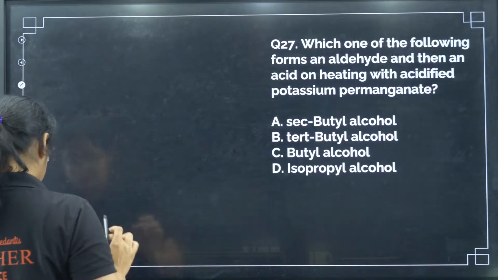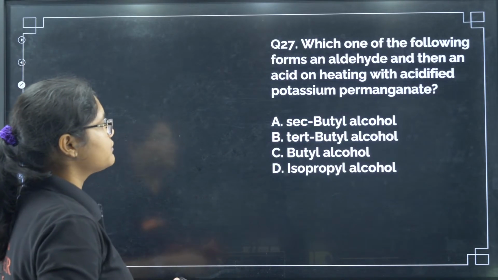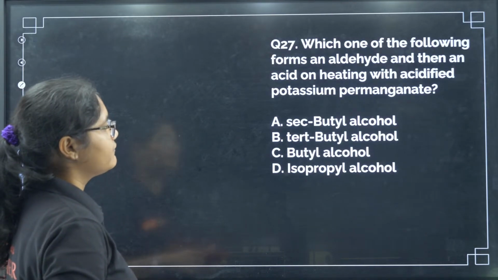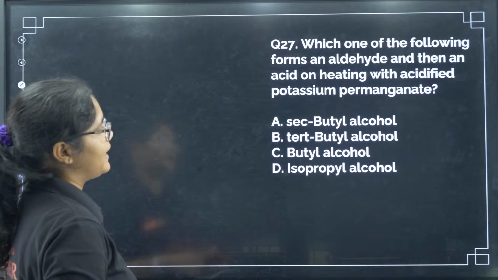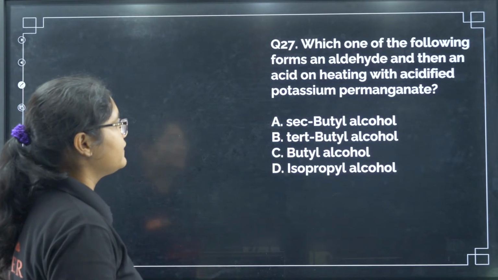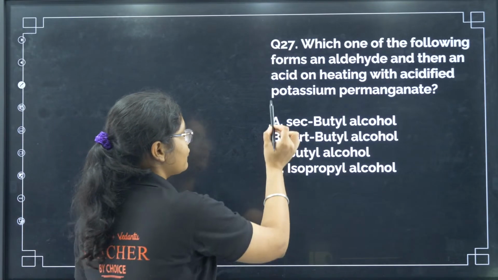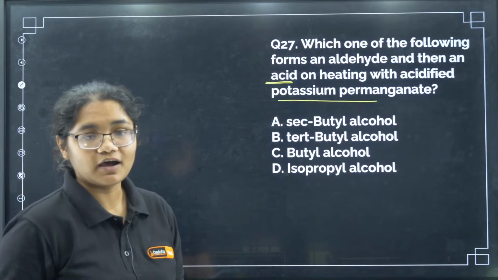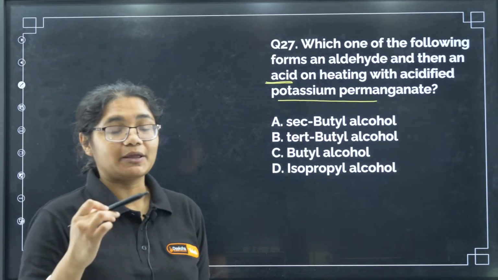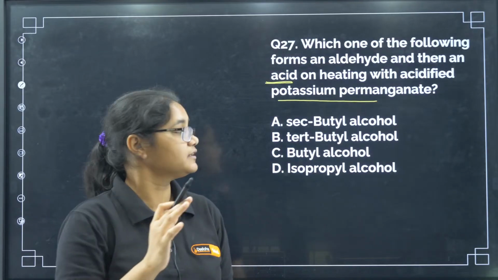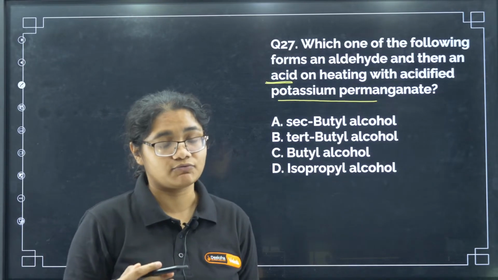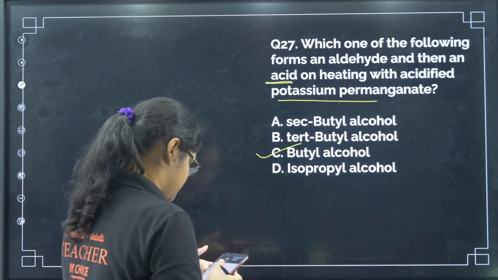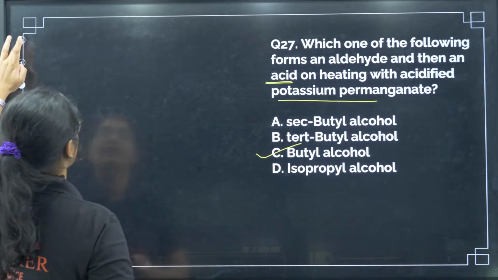Yes. Next, question number 27. Which one of the following forms an aldehyde and then an acid on heating with acidified potassium permanganate? So it forms an aldehyde, then an acid, meaning the final product is an acid when you heat it with potassium permanganate. So it must be a primary alcohol, because a primary alcohol on heating with a strong oxidizing agent like KMnO4 will give you an acid. So it has to be a primary alcohol, that is option number C. All of you are correct here.